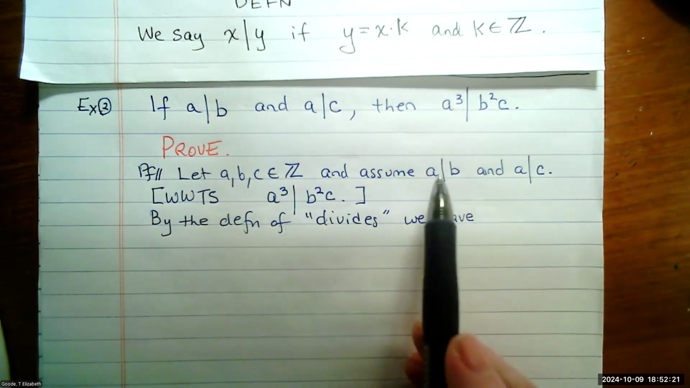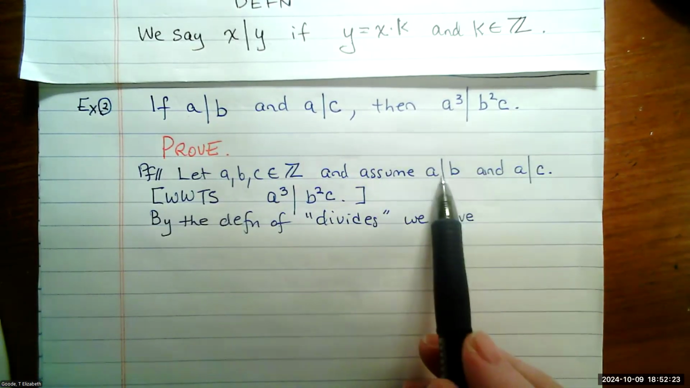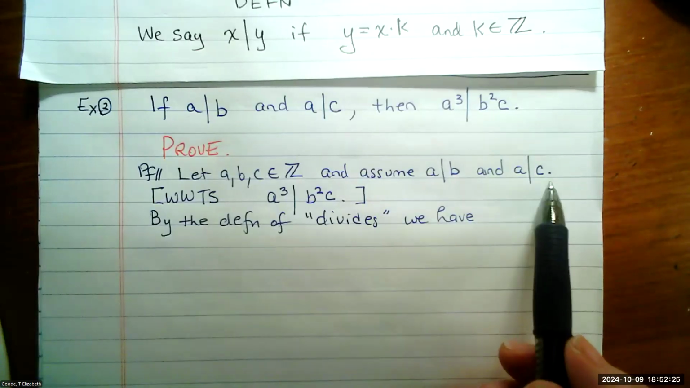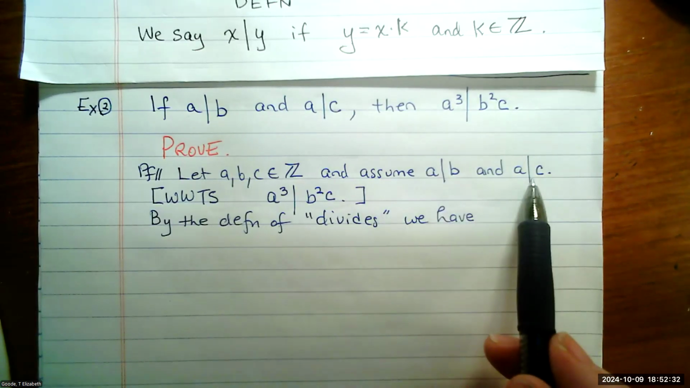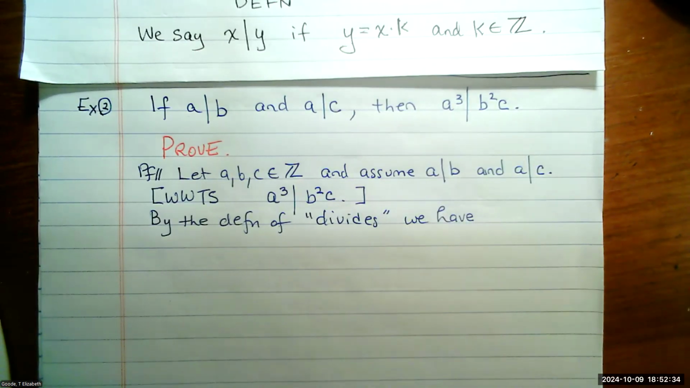okay. Take a minute and see if you can write the two equations that you get, plus the additional information about your new variables from the hypothesis that A divides B and A divides C. And I'll be using the usual suspects. I'll be using K and J, in case you wondered.